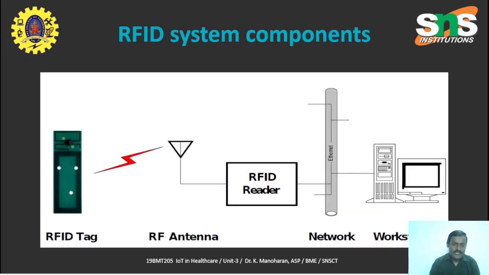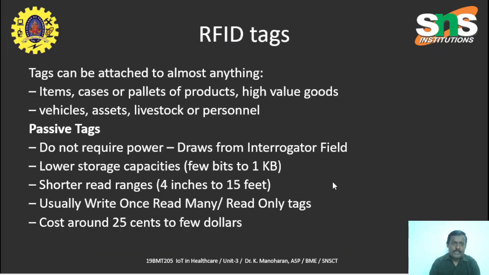Look at the RFID components. This is an RFID tag. This is an RFID antenna, and that will be connected to the RFID reader. From the RFID reader, it will be connected to the Ethernet network, and from that network the data will be connected to the workstation. This is a mobile item and this is fixed. Once the RFID tag is detected within this range, this will be informed and the data will be updated in the workstation.